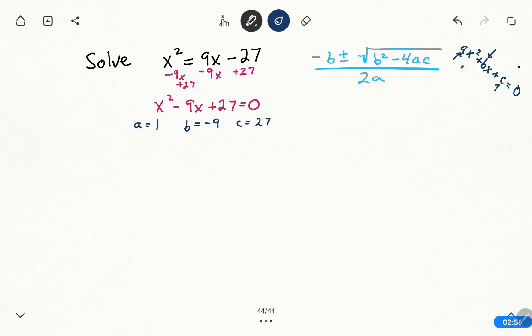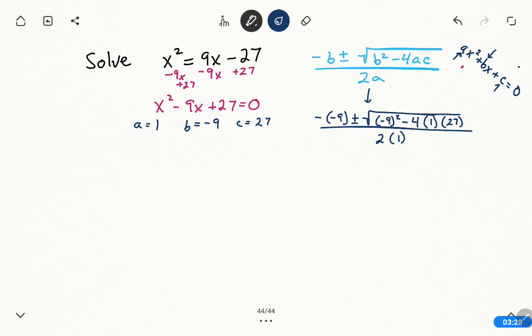Now that I have a, b, and c, we'll go ahead and substitute them into the quadratic formula. So we have negative b plus or minus the square root of b squared, so negative 9 squared, minus 4 times a times c, which is 27, all over 2 times a, which is 1.